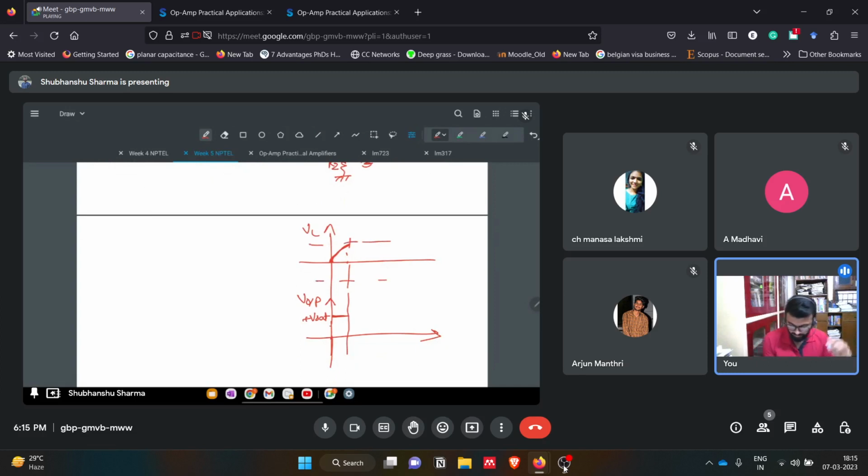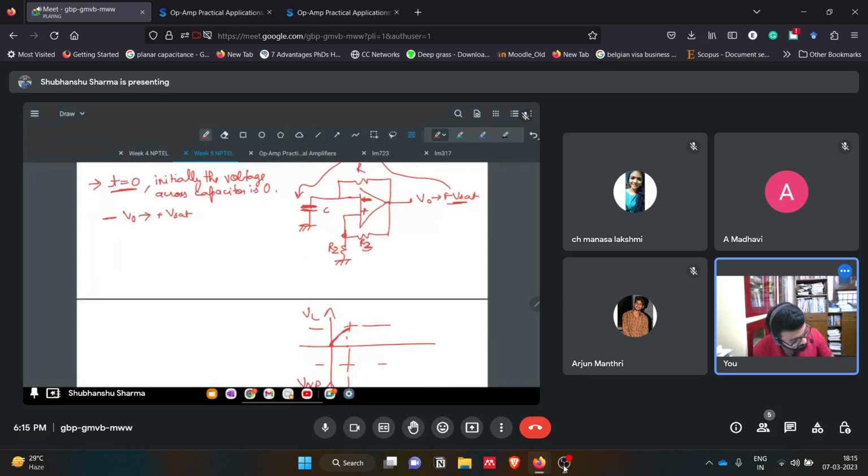It will charge till a certain limit, and that limit will be decided by this voltage. Since we have plus Vsat, the positive feedback given at this point will be beta Vsat. This voltage is being fed back via the positive feedback to the non-inverting side of the op amp. So that voltage is plus beta Vsat.